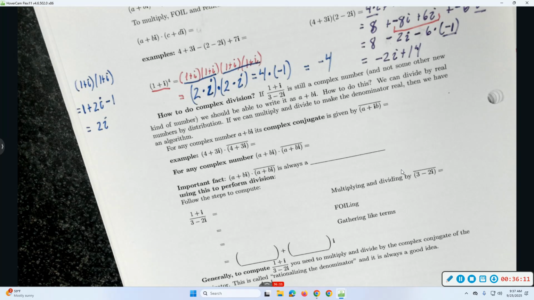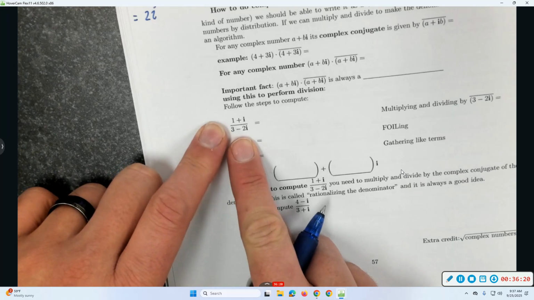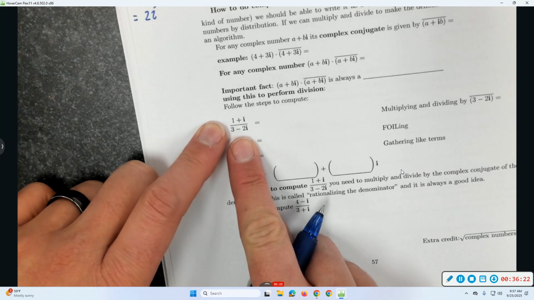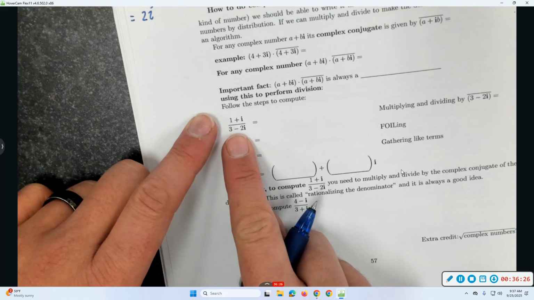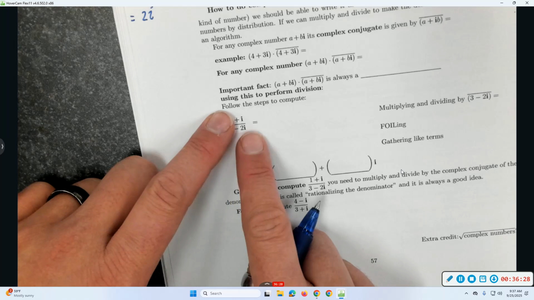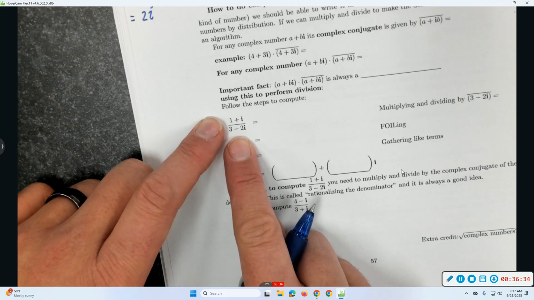What about division? That's harder, right? If I were to just ask you, what's 1 plus i divided by 3 minus 2i? Well, it's not like I can FOIL anything out. You can distribute the division so you'd have 1 over 3 minus 2i plus i over 3 minus 2i, but it's not like anything simplifies there, so that's not useful.